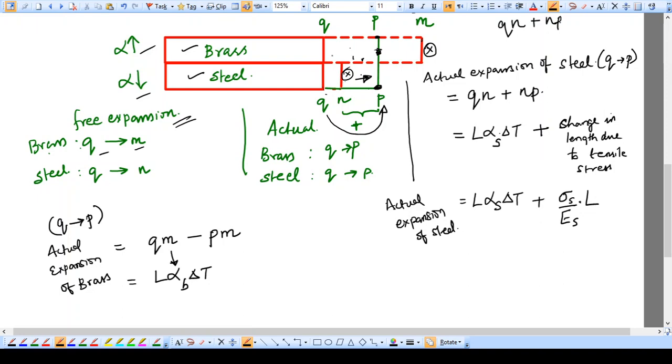if both these bodies are connected together like this, what happens is a compressive force or compressive stress will be induced in this brass member. So what happens is, from here to here it is moving. So this is due to a compressive force. So now I have to take what is the change in length due to a compressive force.